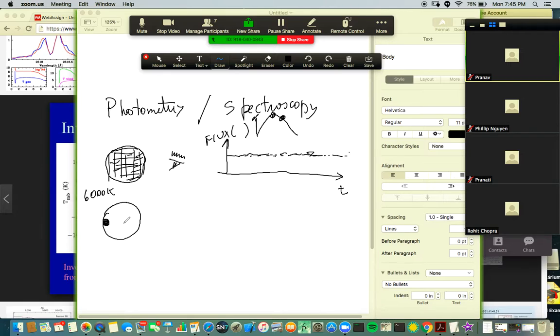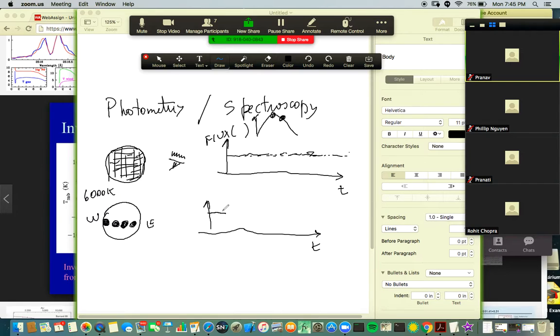So the star is not a sphere, it's flat, right? And then, what type of signature would you observe if the spot changes position as the star rotates? The star is rotating from west to east, so what should be the variability as the spot goes in view?